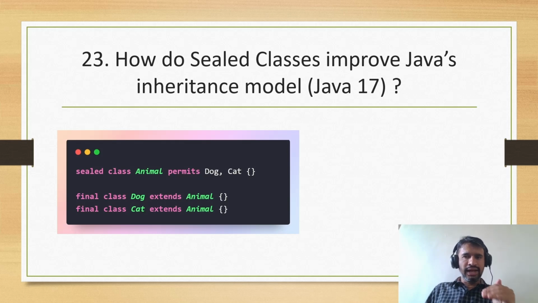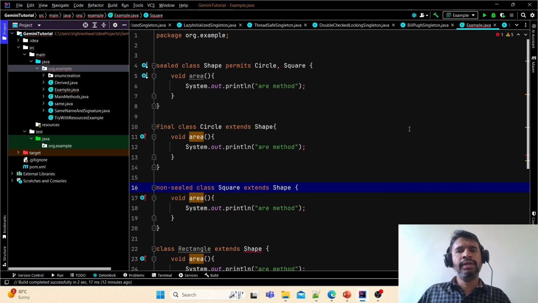So how do sealed classes improve Java's inheritance model? Sealed classes were introduced in Java 17, and after that they are present in all the versions. Let's try to understand the sealed class with an example, in detail.